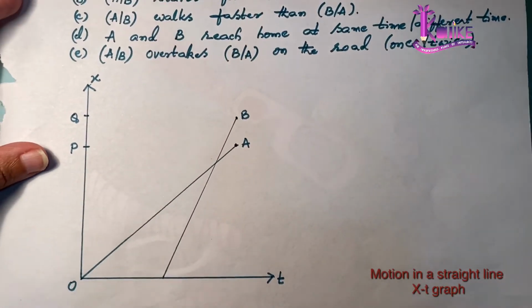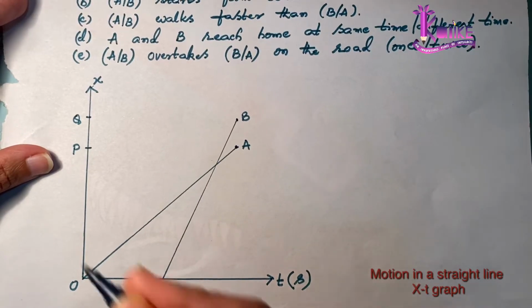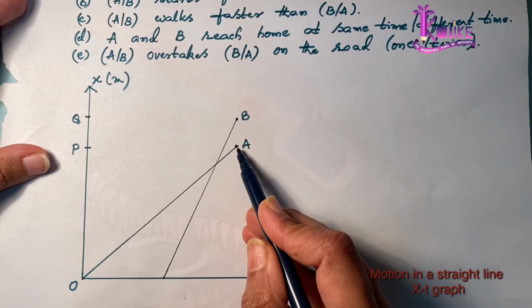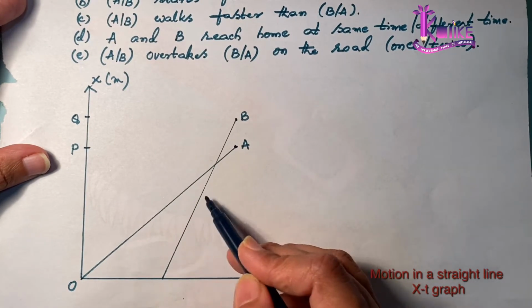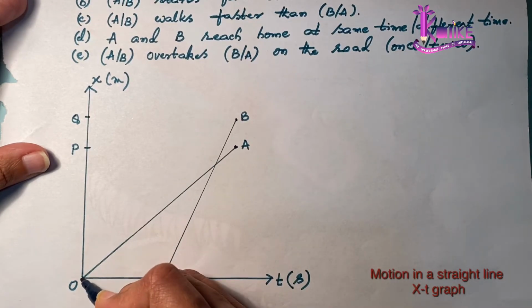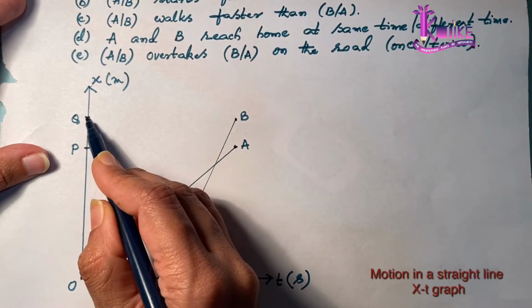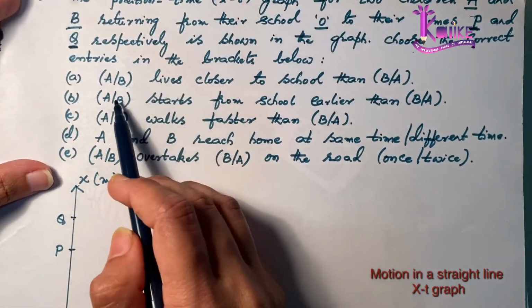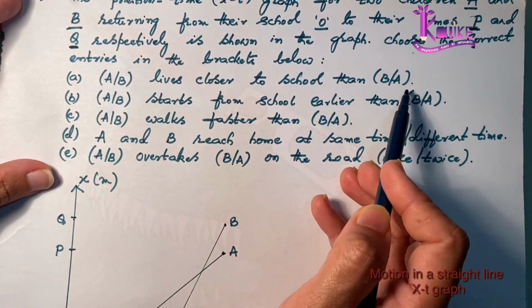Now, this is the position time graph, in other words the x-t graph. So, let us assume this is in seconds and this is in meters. So, these are two different graphs for A and B. This is where the school is located, this is where A lives and this is where B lives. So, what is the first entry that is given? A/B lives closer to school than B/A.